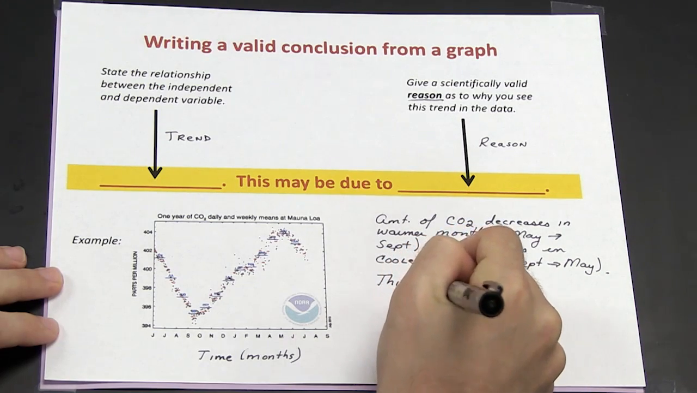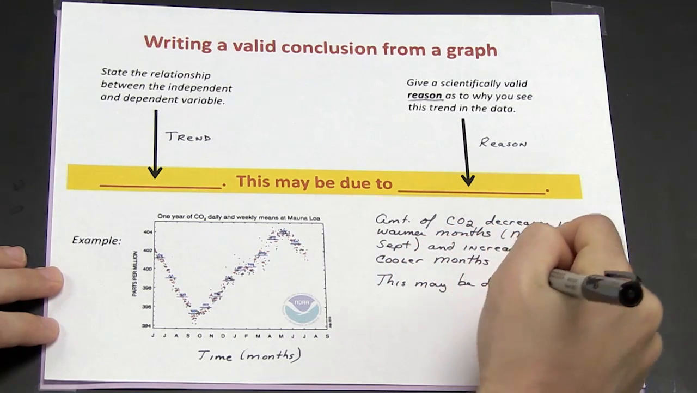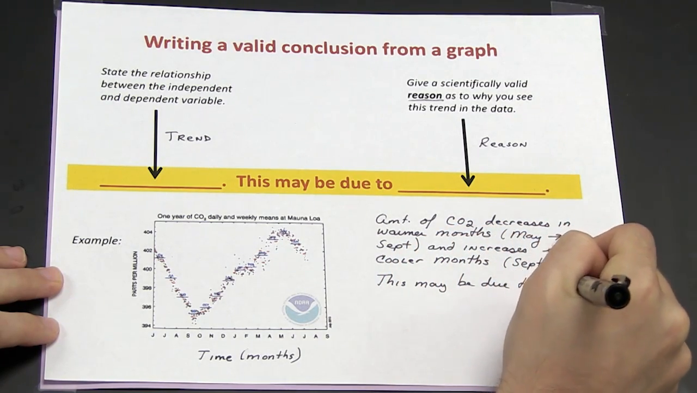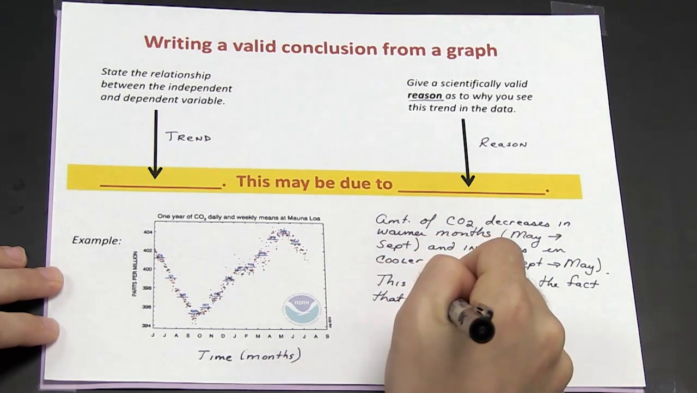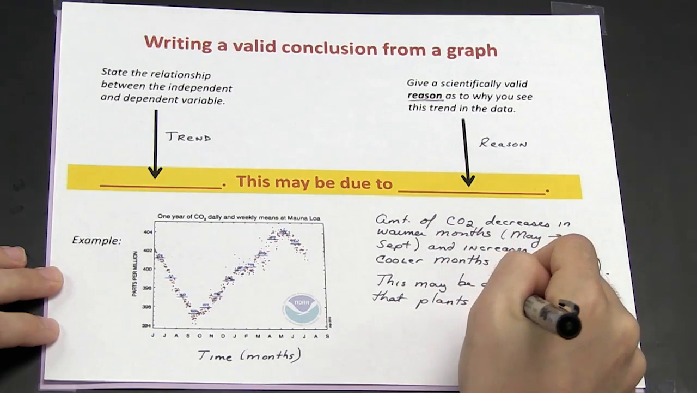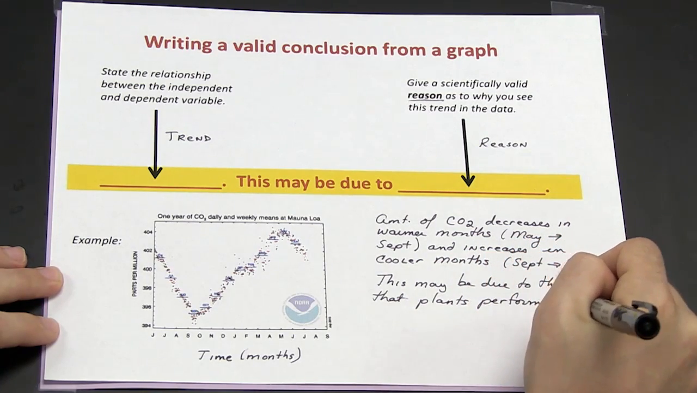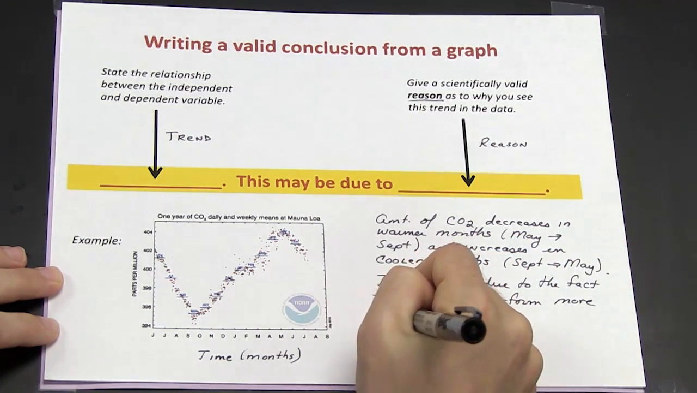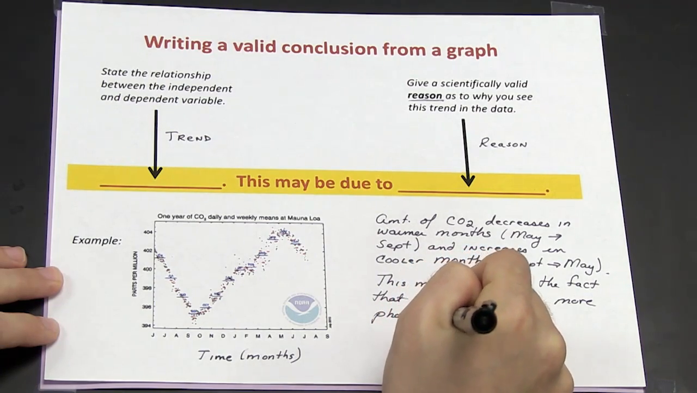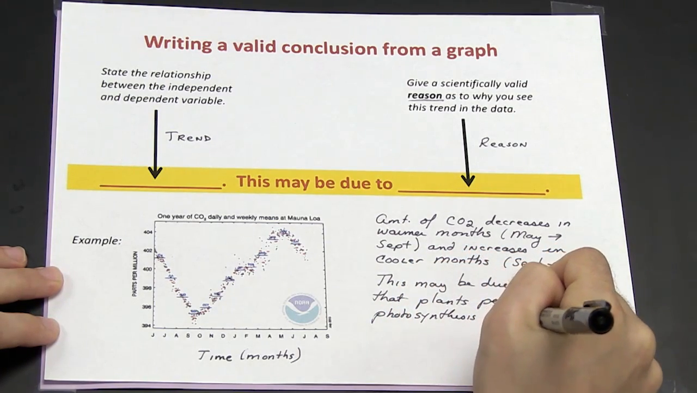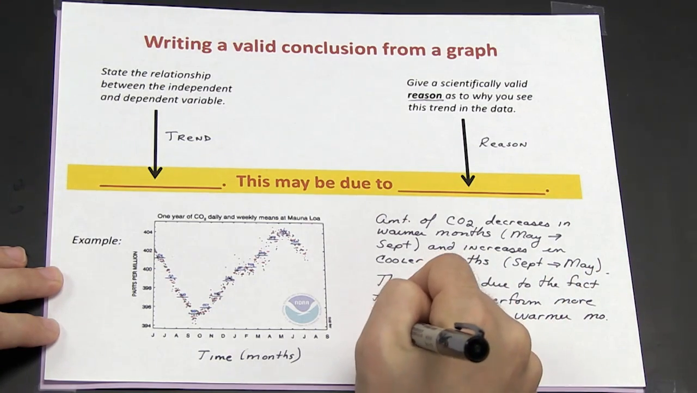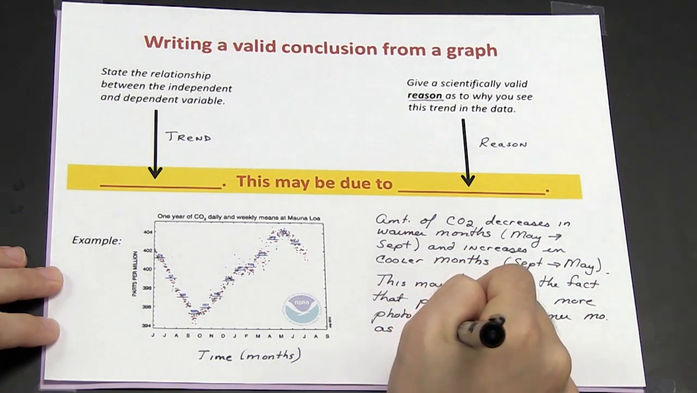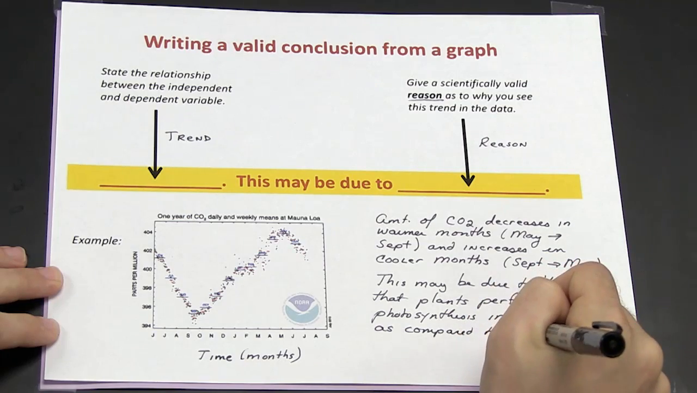This may be due to the fact that plants perform more photosynthesis in warmer months as compared to cooler months.